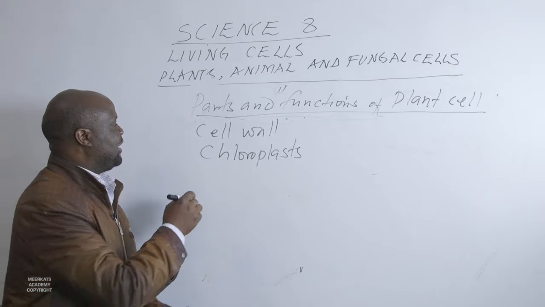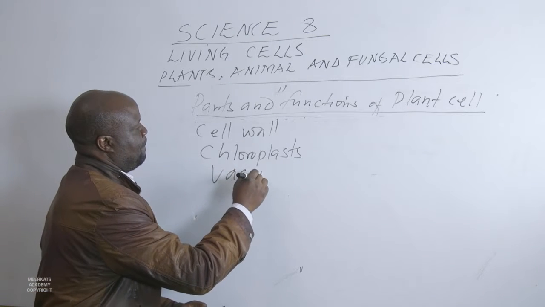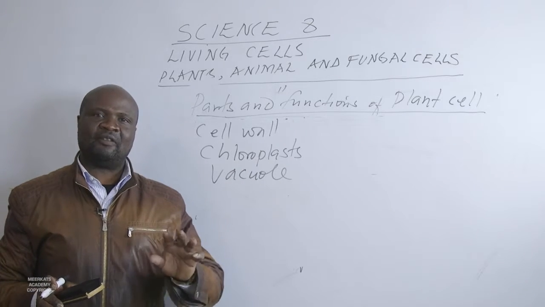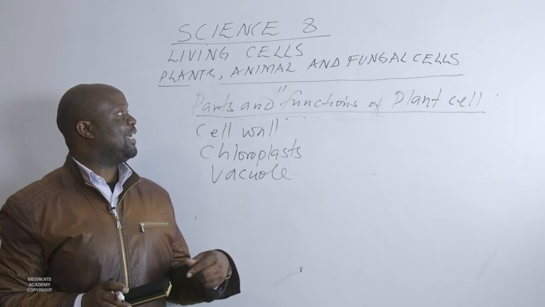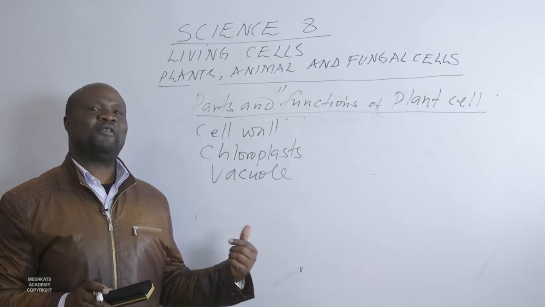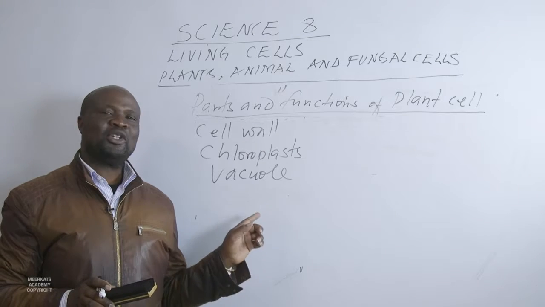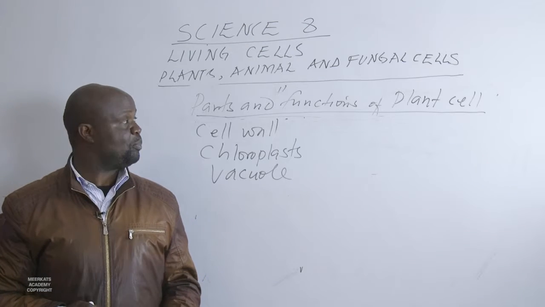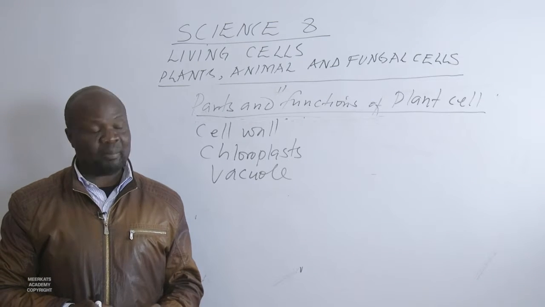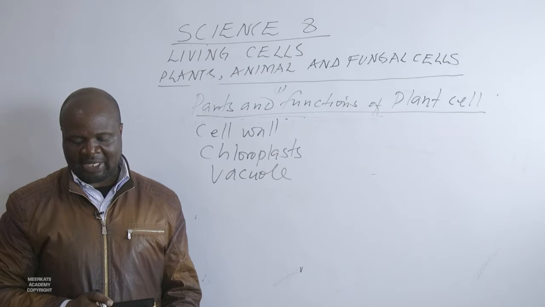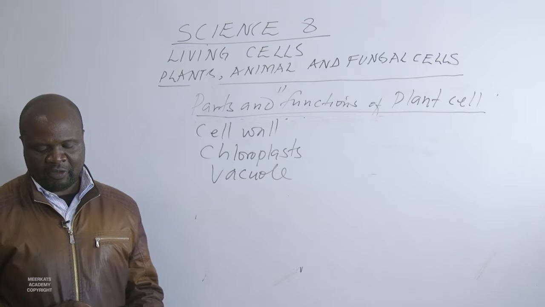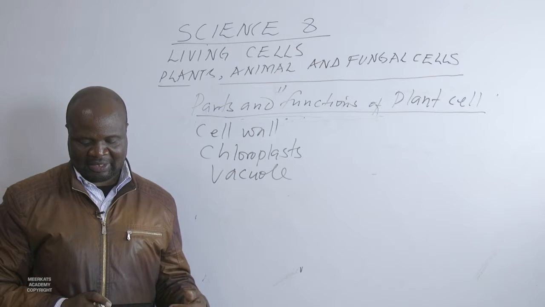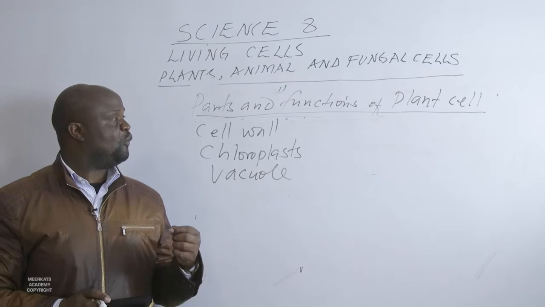We also have the cell vacuole. There's some open spacing. When we draw, we shall see how the cell vacuole looks. So plant cells have a cell vacuole. Other living organisms don't have the cell vacuole. That is where the major difference comes in. Plant cells are the basic building block for the plant's life, and they carry out all the functions necessary for the survival of that particular plant.